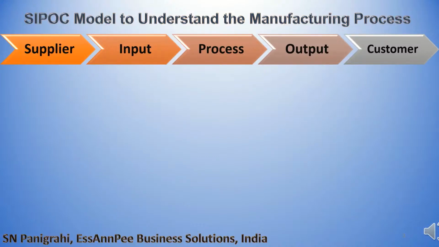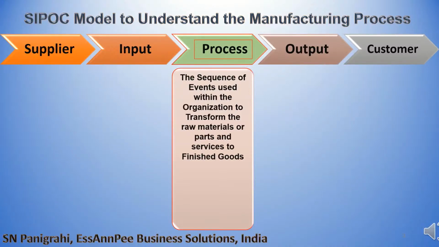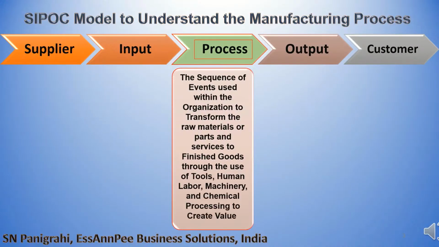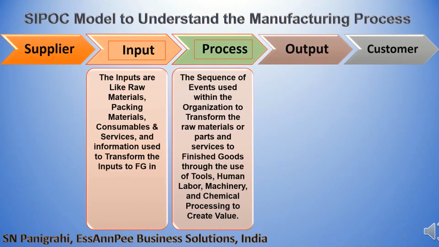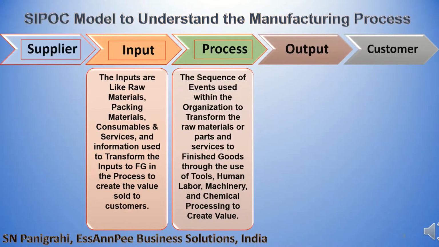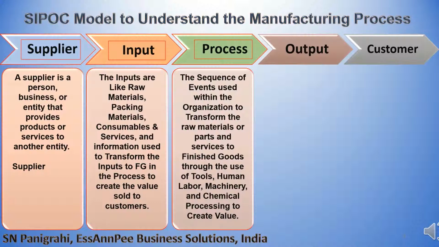Let's now start with the process. A process is the sequence of events used within the organization to transform the raw materials or parts and services to finished goods through the use of tools, human labor, machinery, and chemical processing to create value. Process needs inputs. The inputs are like raw materials, packing materials, consumables and services, and information used to transform the inputs to finished goods in the process to create the value sold to customers. Inputs are supplied by a supplier. A supplier is a person, business, or entity that provides products or services to another entity. Supplier is also called a vendor.